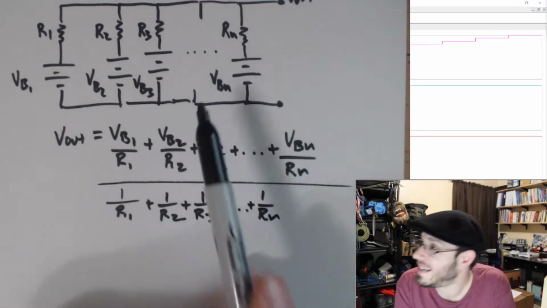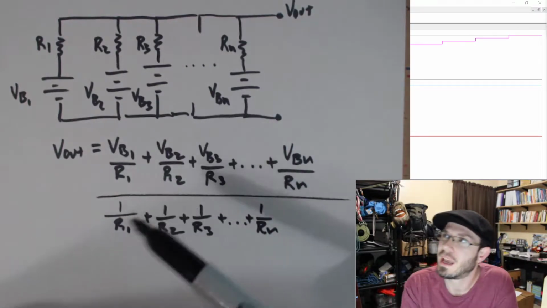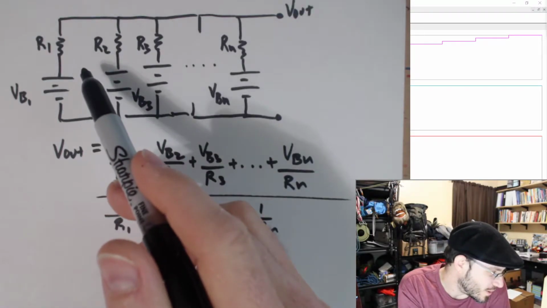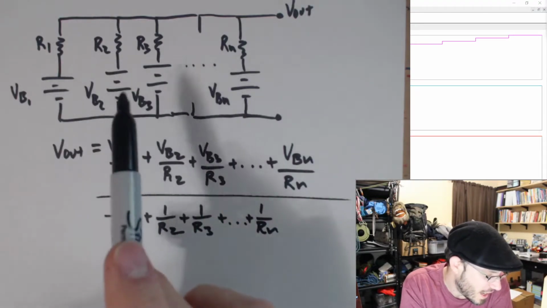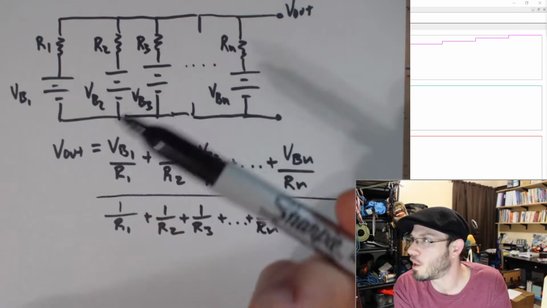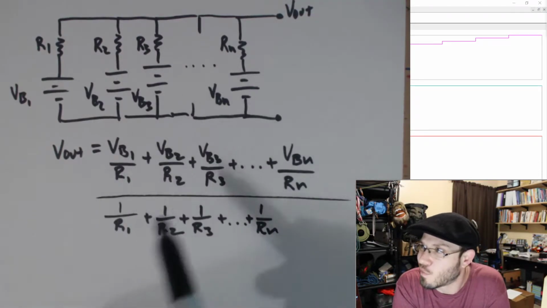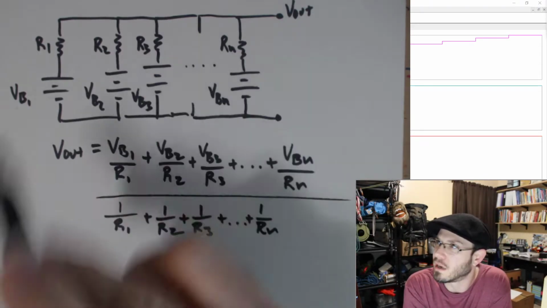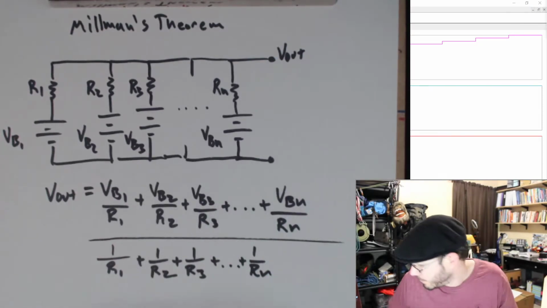Deriving this is actually not terribly difficult. You can do it using only your 211 materials. What you end up doing is a source transformation on each one of these voltages, and then you solve for the Norton equivalent circuit of it, and you end up getting this equation. Like I said, I have a 211 video on the actual derivation of Millman's theorem, and the result ends up looking like this.